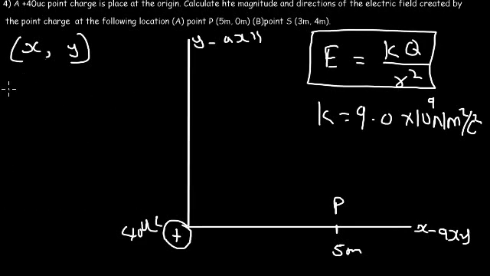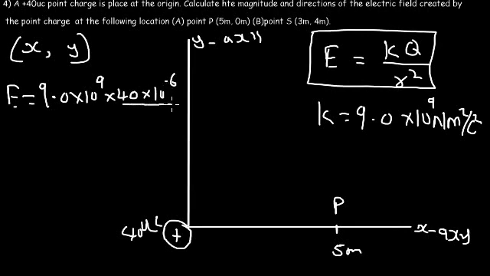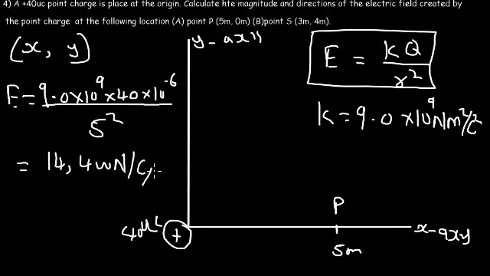So therefore, E will be equal to the value of K, which we said is 9.0 times 10 to the power of 9, multiplied by the quantity of charge, 40 microcoulombs. And since it is in microcoulombs, I'm going to multiply by 10 to the power of negative 6. And I'm going to divide that by the square of the radius, 5 squared. So right now, I'm going to type that into my calculator and have my final answer. And if you type that properly, you should have 14,400 Newton per coulomb. And this is the magnitude of the electric field.